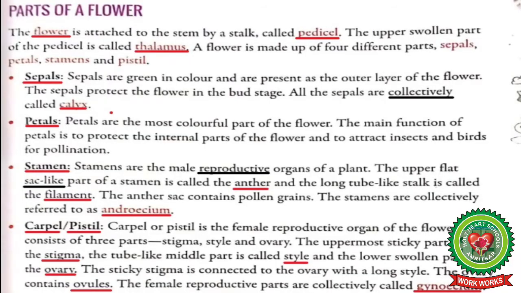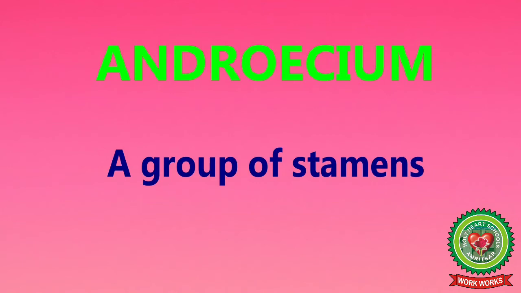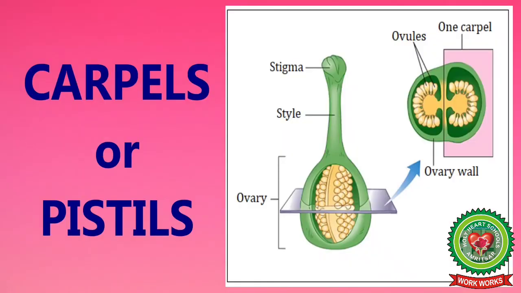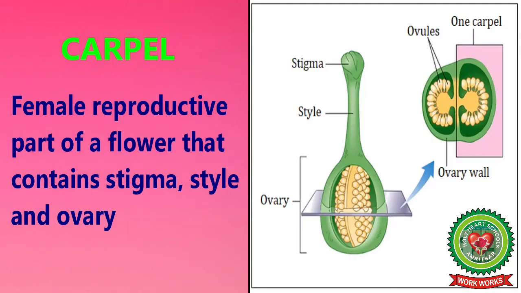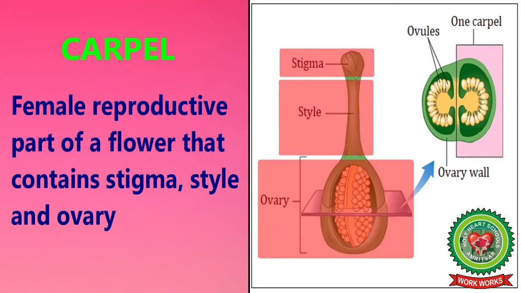Students, stamens are collectively referred to as androecium. So what is androecium? Group of stamens is called androecium. Now the next part is carpels and it is also called pistil. Students, carpel is a female reproductive part of a flower that contains stigma, style and ovary.